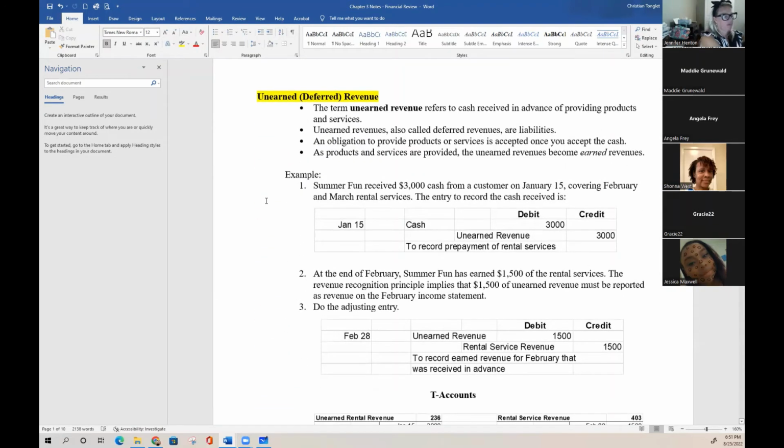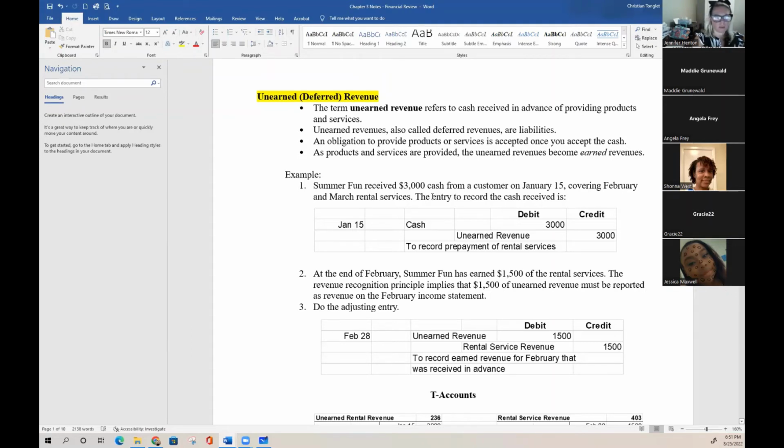All right, let's look at an example for unearned revenue. We talked about this. This is where I got paid, and then I have to recognize the revenue when I actually provide the service. So we have Summer Fund received $3,000 cash from a customer on January 15th, covering February and March rental services. So the entry to record.